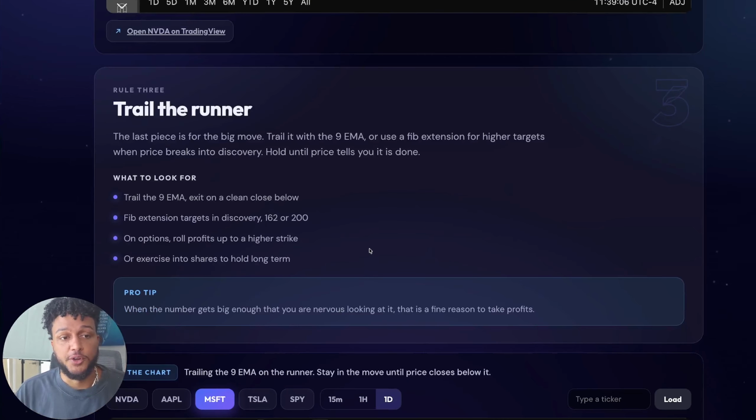So the third rule I do: trail the runner. The last piece is for the big move. Trail with the 90 EMA or the Fibonacci extension for higher targets when price breaks into discovery, and hold the price until it tells you you're done. So if you guys are in Discord, we talked about market structure.